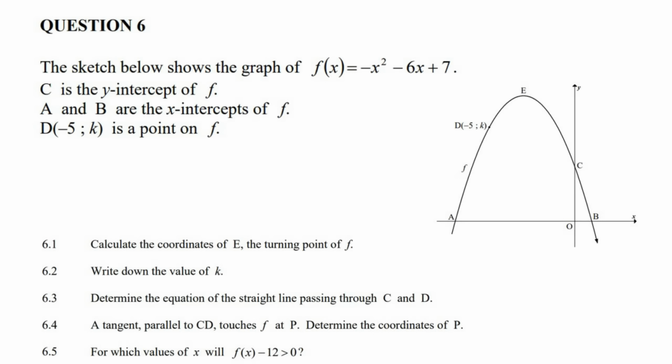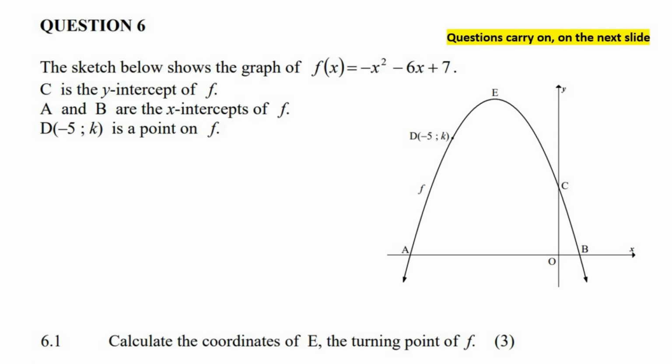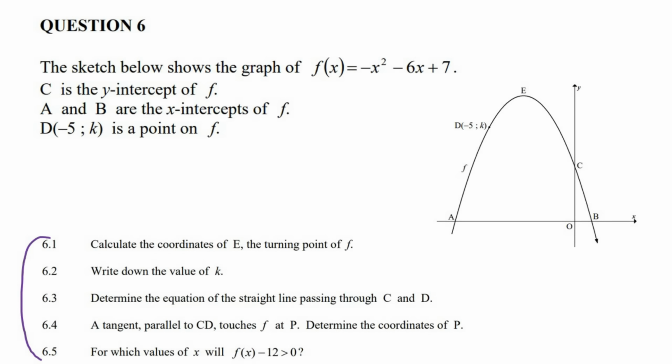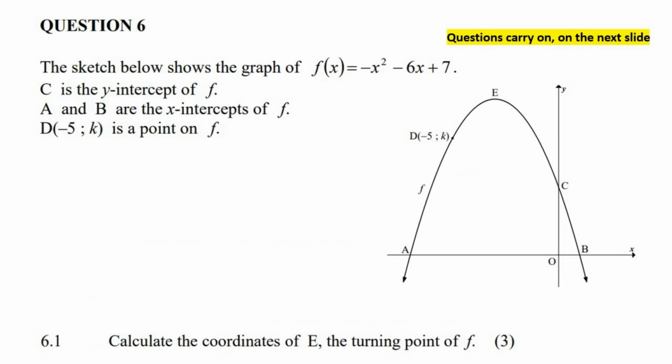For this question, here are all the questions that we are going to be doing, but I will split them up onto individual pages just so that it's easier for us to work with. Okay, so let's begin. We are told that the sketch below shows this graph over here, and C is the y-intercept, A and B are the x-intercepts, and D is a random point on the graph. First question, for 3 marks: calculate the coordinates of E, which is the turning point.